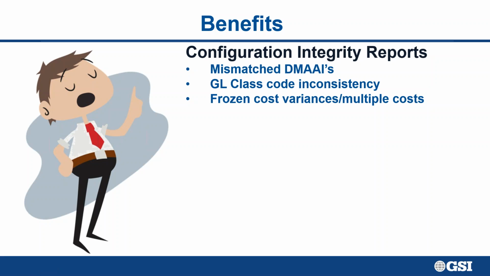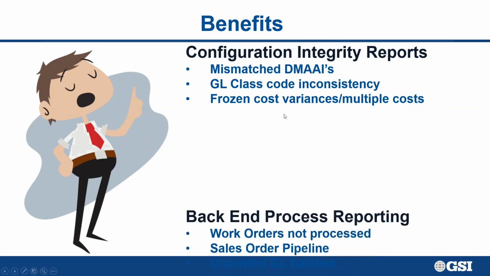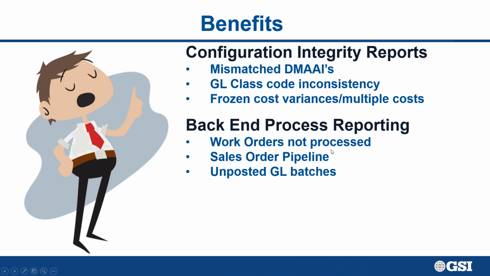We've built integrity reports in, and I'll show them to you in a couple of minutes, of that model table concept. We already do the compare to all the other DMAAIs, sort them all out for you, and let you know if there are inconsistencies, as well as other things such as GL class codes. Do they match up between your item branch and your item location records? Do we have frozen cost issues? We provide some back-end process reporting to make sure that all of your transactions are making it all the way through to the GL, actually invoking the DMAAIs and making it to the books.